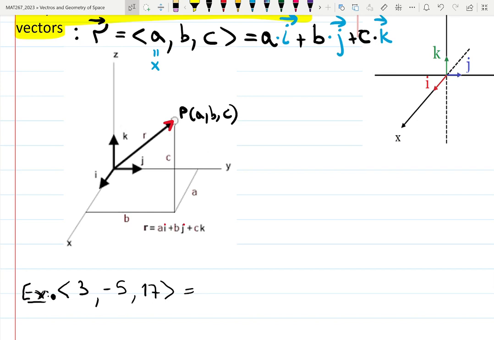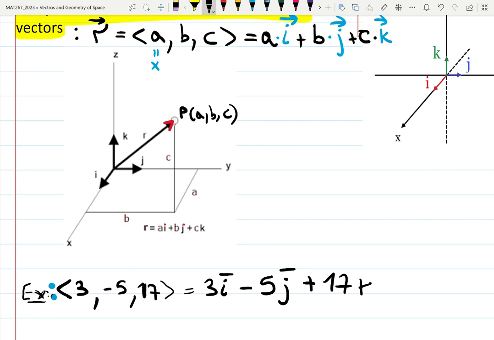For the sake of exercise, and so you can finish your homework, the example 1, 3, minus 5 and 17. This vector has 3 units on the x-axis. So it's going to be 3I. I is 1, length 1. And now it's multiplied by 3, so it's 3 times longer on the x-axis. J has size 1, but now it's reversed, minus, and multiplied by 5. J and 17K. That is what they will ask you to do in your homework.